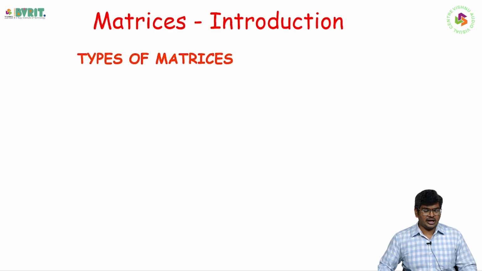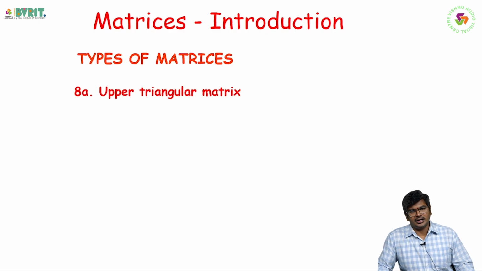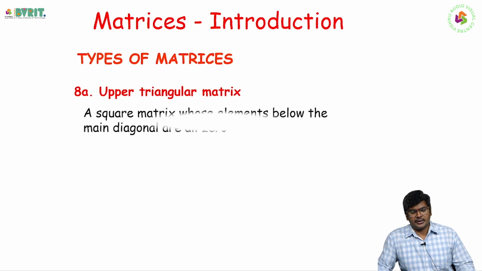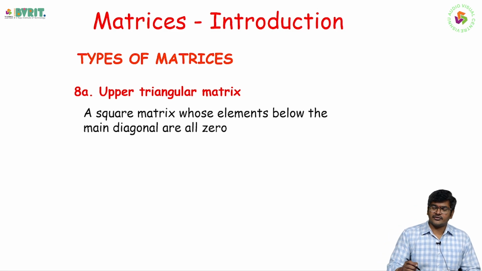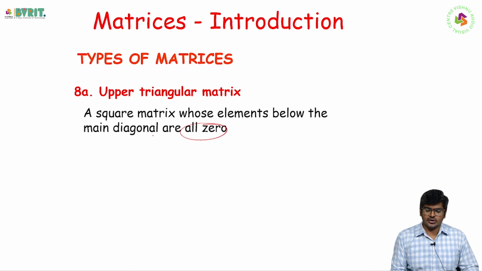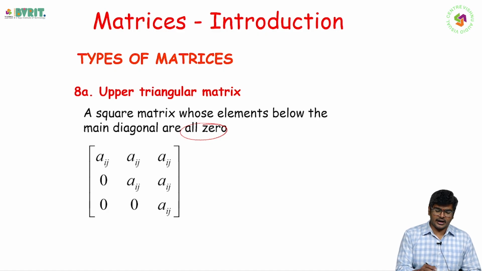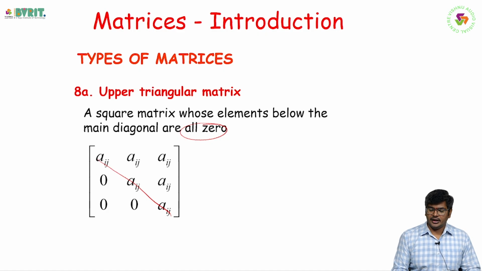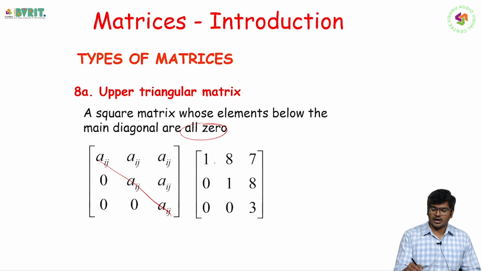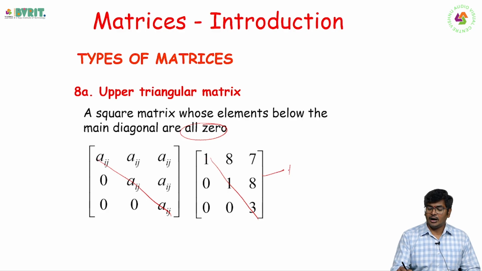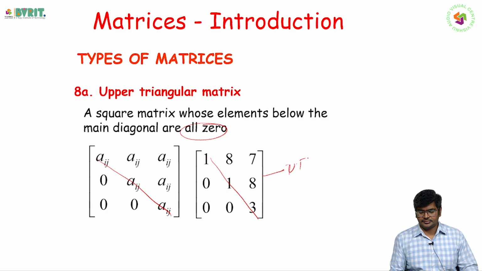There are two types of triangular matrix. One is upper triangular, another one is lower triangular matrix. What is an upper triangular matrix? A square matrix whose elements below the diagonal are zeros. That is called the upper triangular. This is a general form of the upper triangular: A11, A12, Aij, with zeros below the diagonal elements. Example, here observe the diagonal elements 1 1 1, and below the diagonal elements are zeros. This type of matrix is called the upper triangular matrix.